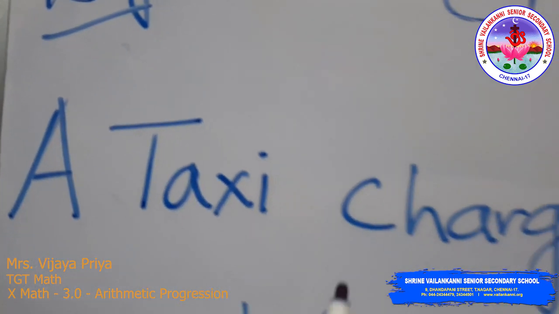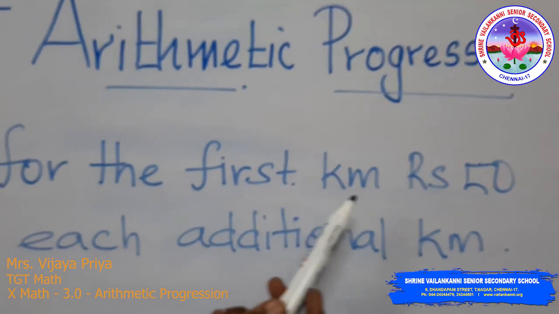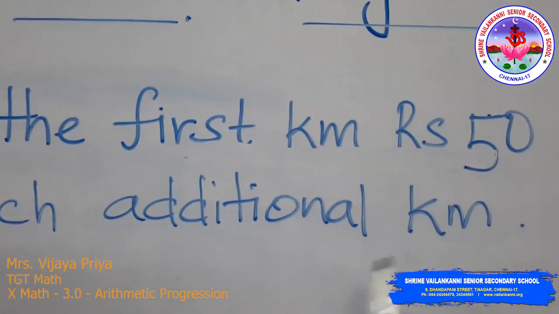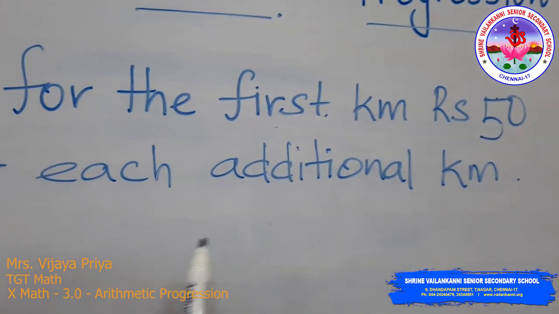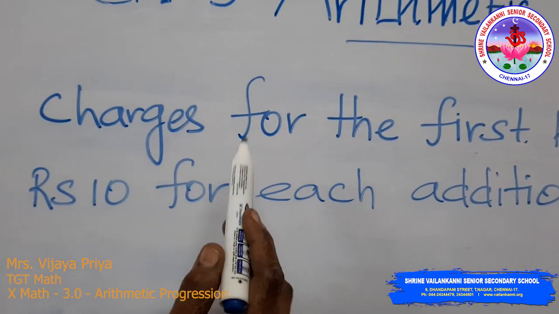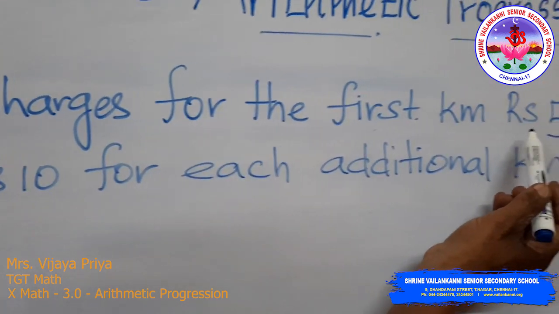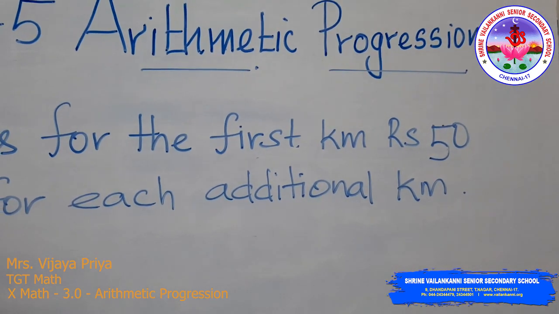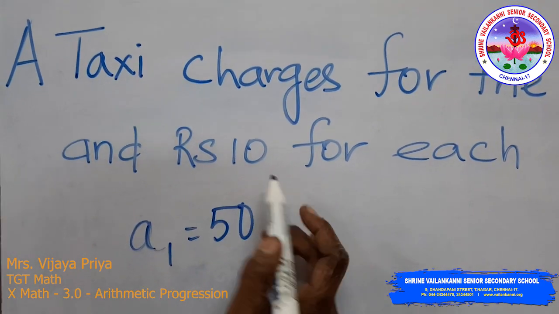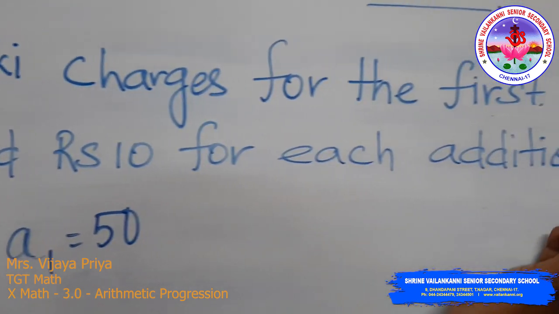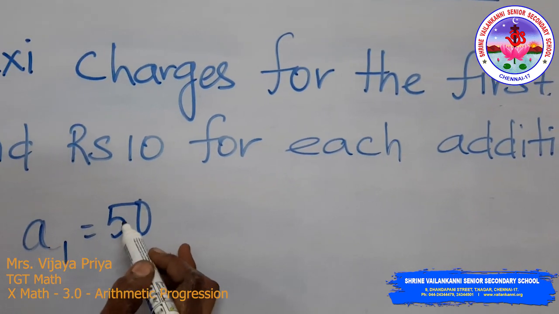A real-life example to show the arithmetic progression: a taxi charges rupees 50 for the first kilometer and rupees 10 for each additional kilometer. We are going to show how this forms an arithmetic progression. For the first kilometer he is charging rupees 50, so I take my first term A1 as 50, and for each additional kilometer he asks for rupees 10 along with the previous 50 rupees.